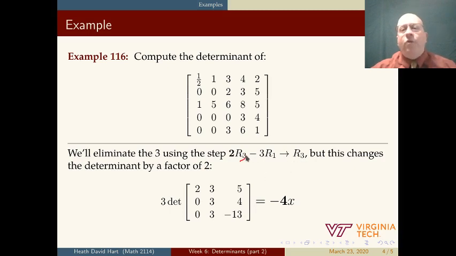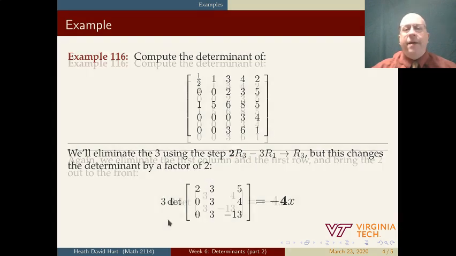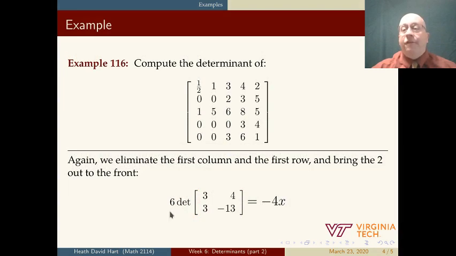But because we're changing row 3, the determinant doubles. And so instead of having a negative 2x on this side, we now have a negative 4x. And then once again, this column is in echelon form. So we eliminate the column and the row, but we salvage the 2 by bringing it up to the front. And now the 2 and the 3 will combine to give me a 6. And now I have 6 times the determinant of a 2 by 2 matrix equals the negative 4x.